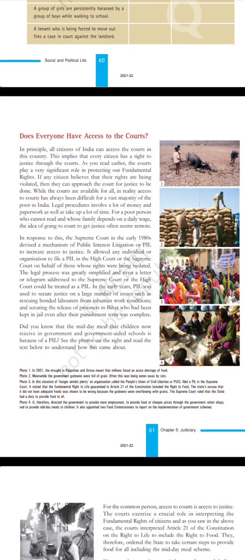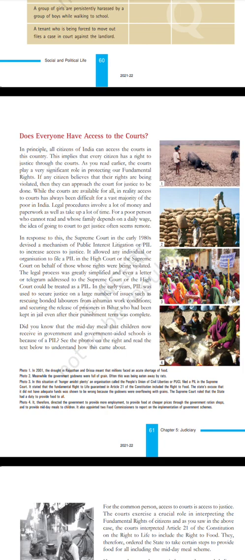Liberties, or PUCL, filed a PIL in the Supreme Court. It stated that the fundamental right to life guaranteed in Article 21 of the Constitution included the right to food. The state's claim that it did not have adequate funds was shown to be wrong because the godowns were overflowing with grains. The Supreme Court ruled that the state had a duty to provide food to all.